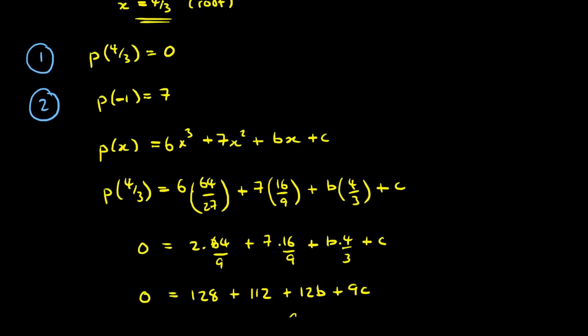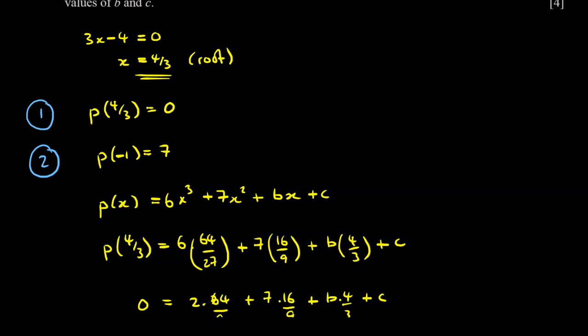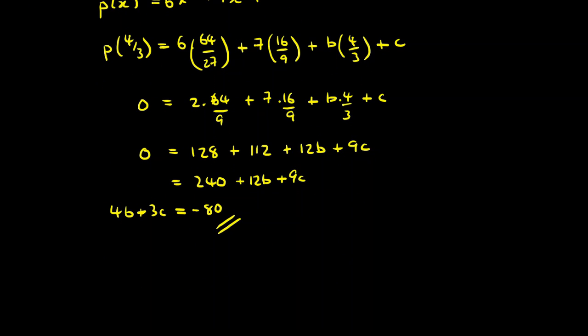The second thing I've got to do now is substitute in -1 into my polynomial. So I've got to do this to get the second equation. So what am I going to get?